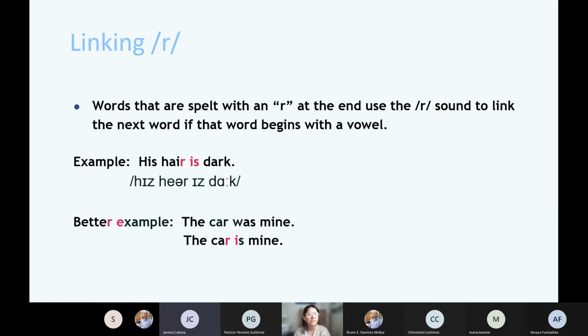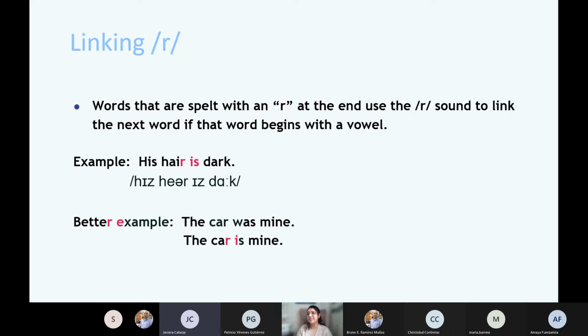Yeah, I think those were the ones I mentioned. And as an example, we have: his hair is dark. But you have to keep in mind that usually the word hair is pronounced as hair. In non-rhotic accents, we don't pronounce the final R in hair. So instead of saying "his hair is dark" without linking, we link the R.